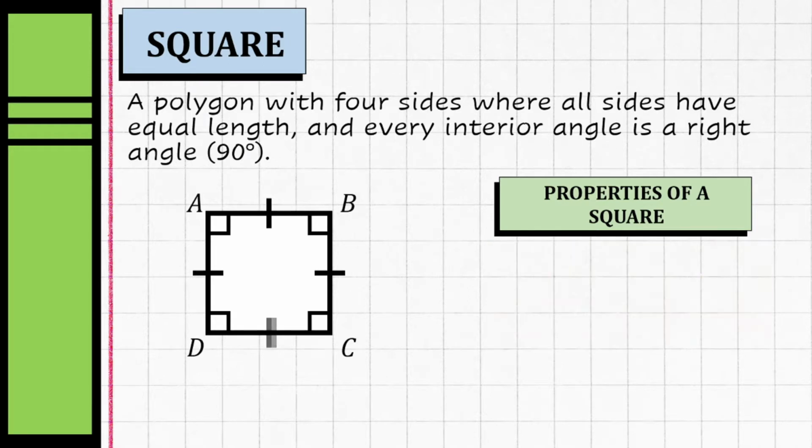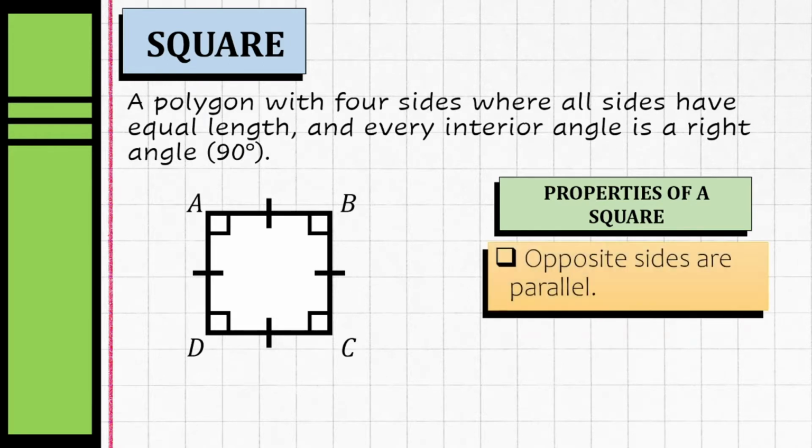Another property of a square is that opposite sides are parallel. We can say that side AD is parallel to side BC and side AB is parallel to side DC. Take note that since opposite sides are parallel, we can also say that a square is a parallelogram.